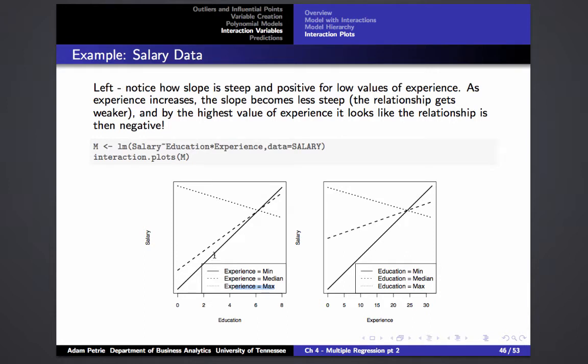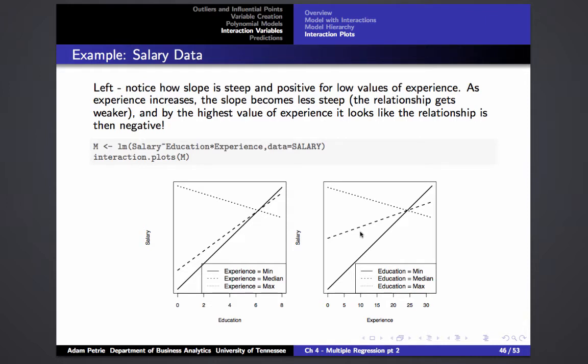As experience gets bigger, this line tilts closer and closer to having a slope of 0, implying that the effect of education diminishes. Now I could look at the interaction from a different angle, looking to see how the relationship between salary and experience changes depending on someone's education. When someone has the minimum amount of education, this solid line, we see that salary and experience have a fairly strong positive relationship.